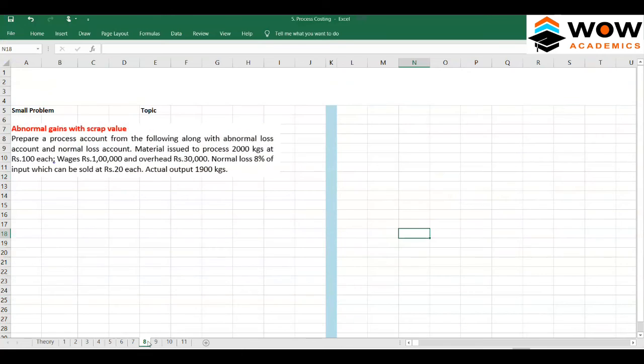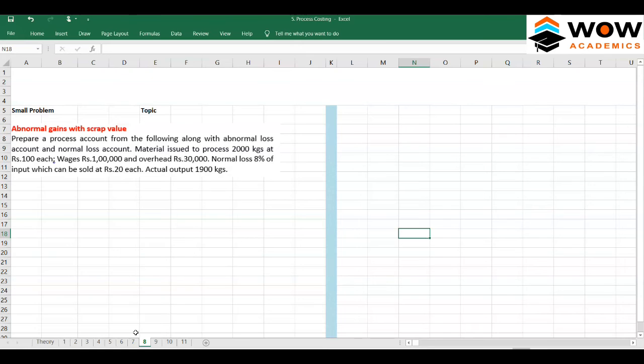So the next sum is an abnormal gain with scrap value. Prepare a process account from the following along with abnormal gain account and normal loss account. Materials is 2000 kgs at 100 rupees. Wages is 1 lakh. Overhead is 30,000. Normal loss is 8% of input, which could be sold for 200. Actual output units is 1900.